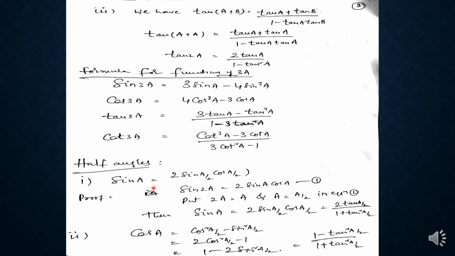Thus we can write sin A is equal to 2 sin A by 2 into cos A by 2, and 2 tan A by 2 by 1 plus tan square A by 2. And cos A is equal to cos square A by 2 minus sin square A by 2, and in terms of cos A by 2 it is 2 cos square A by 2 minus 1, and in terms of sin A by 2 it is 1 minus 2 sin square A by 2, and in terms of tan A by 2, that is 1 minus tan square A by 2 by 1 plus tan square A by 2.